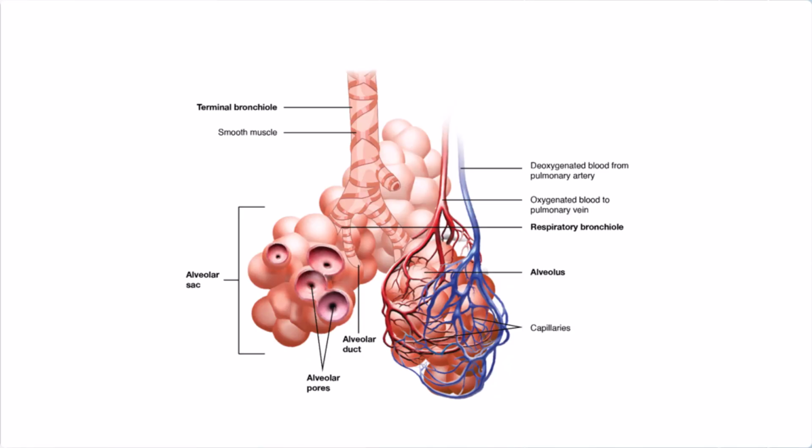Oxygen moves from the air outside your body into the alveoli, into the bloodstream, where carbon dioxide moves from the blood into the alveoli to be exhaled. Because there's so many alveoli, the lungs create a massive surface area for this exchange to occur.